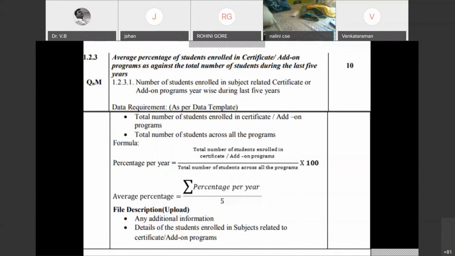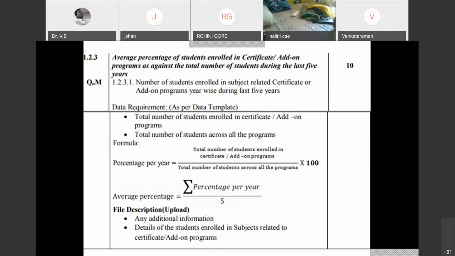So the next question is 1.2.3, which is again quantitative, which means we have to enter data. So average percentage of students enrolled in these certificate courses as against the total number of students. So here, once again, they want to know how much percentage of students are taking up these additional courses. Here, it is not necessary that all the students should be taking up all the certificate courses. It is not so.